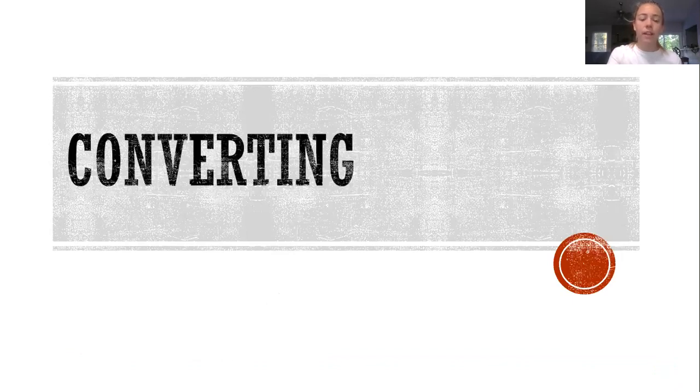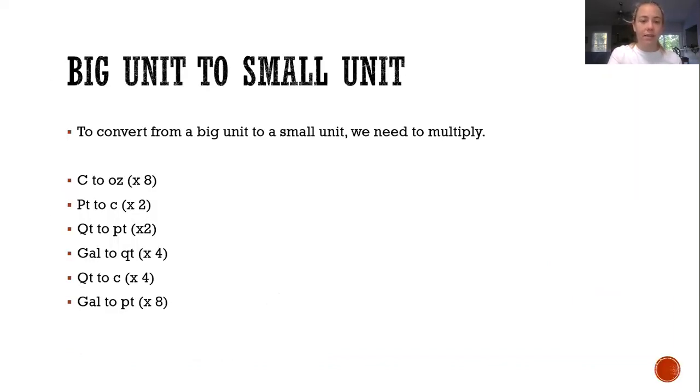Okay, let's talk about when we are converting from these. When you're converting from big units to small units, we need to multiply. So if you are going from cups to ounces, you multiply times 8 because there are 8 ounces in 1 cup, and so on with these. For pint to cup, you multiply times 2 because there are 2 cups in a pint. Quart to pint, you multiply times 2 because there are 2 pints in a quart. From gallon to quart, you would multiply times 4 because there's 4 quarts in a gallon.